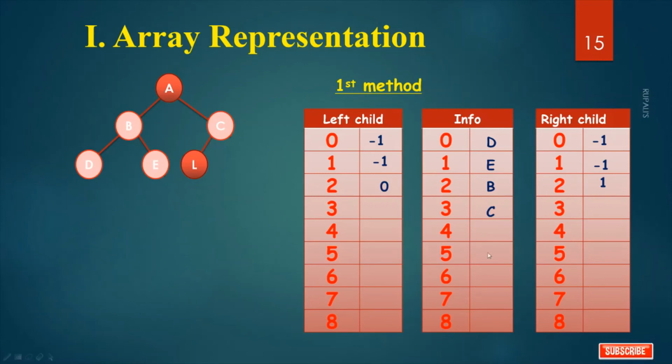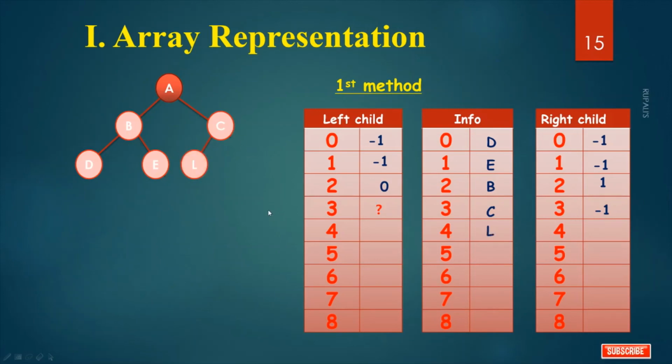Okay. So, C. Left of C, it is L. And right of C, it is -1 because no node is there. So, right of C is -1, but left of C is L, but we don't know the exact index for L. So you just give one question mark there because we don't know the index of L. So we give one question mark, and right of C there is no node, so give -1.